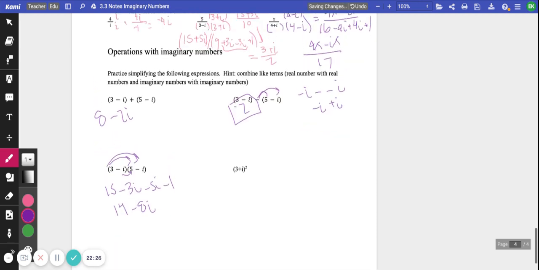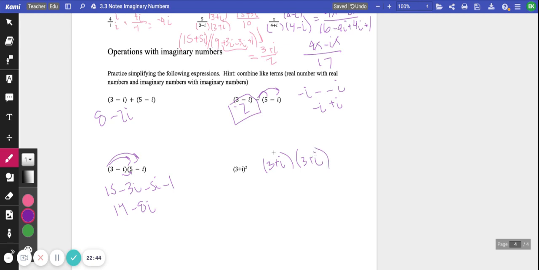Okay, what if they asked you to do like 3 plus i squared? It's tempting to just distribute across the addition sign, but you cannot do that. You can only distribute exponents across multiplication. So we have to write it all out. 3 plus i times 3 plus i.